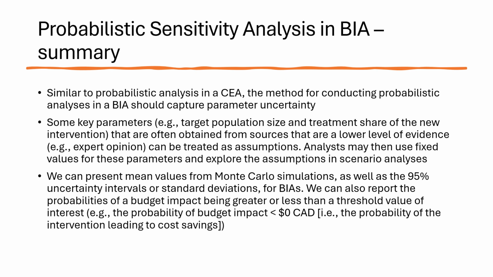Probabilistic sensitivity analysis in BIA. Summary. Similar to probabilistic analysis in a CEA, the method for conducting probabilistic analyses in BIA should capture parameter uncertainty. Some key parameters, such as target population size and treatment share of the new intervention, that are often obtained from sources that are a lower level of evidence, can be treated as assumptions. Analysts may then use fixed values for these parameters and explore the assumptions in scenario analyses.